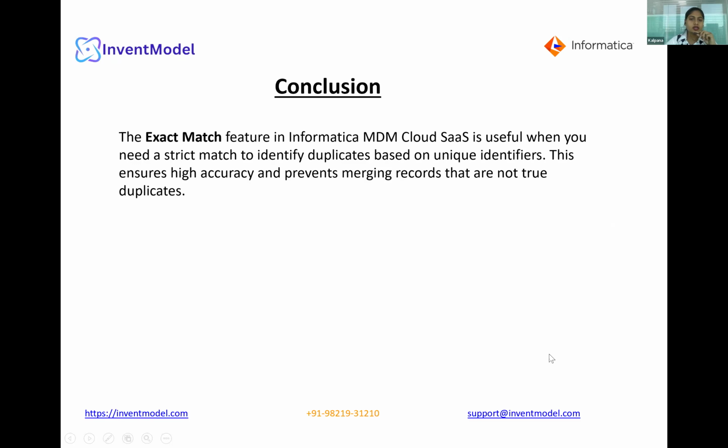Move to next slide. So yes, we have a conclusion for the exact match. The exact match feature in Informatica MDM Cloud SaaS is useful when we need a strict match to identify duplicates based on a unique identifier. This ensures high accuracy and prevents merging records that are not duplicates. So if we need strict match records or to identify duplicates based on the unique identifier, then we use the exact match. So this is the whole conclusion for the exact match.